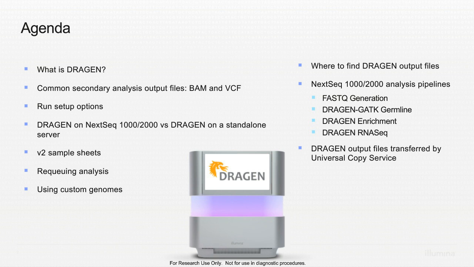The second portion of the webinar will focus on what to expect once DRAGEN analysis completes. This section includes discussion on the following topics, which is where to find your DRAGEN output files. We are going to talk about the NextSeq 1000-2000 analysis pipelines and go through some details there as well. And then finally, we'll end the webinar discussing what DRAGEN output files are going to be transferred by Universal Copy Service, which is from the instrument to wherever our final locations are going to be.